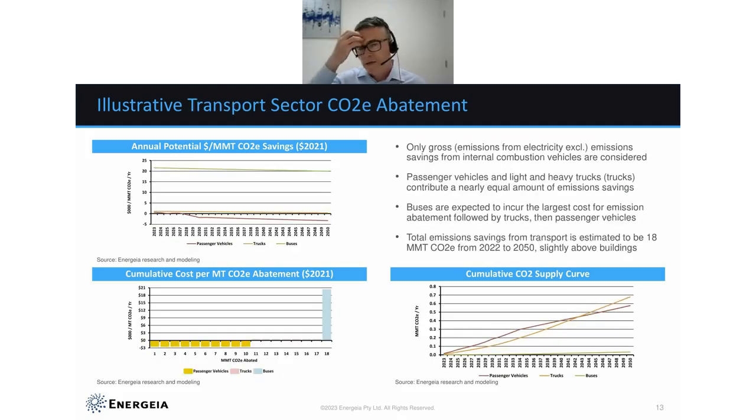Now, let's turn to transport. So you can see here, same basic layout. Start with the supply cost curves. Here we're seeing passenger vehicles and trucks as being a source of CO2 emissions abatement over time. The passenger vehicles are starting to level out over time as they get towards 2050. Trucks a little bit slower. And then buses, which there's just not as much emissions from those relative to these two other vehicle classes.